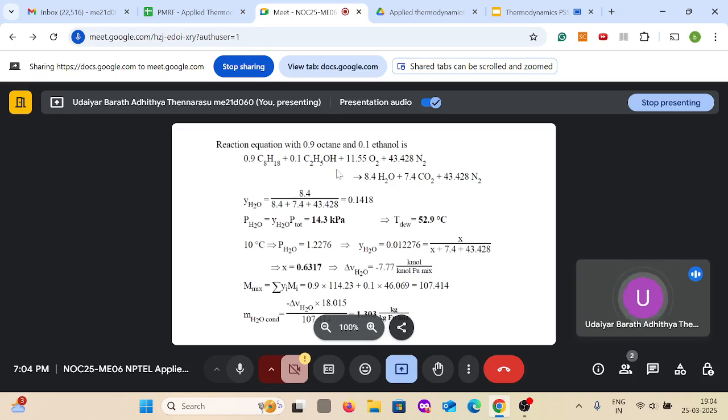So first we'll write the combustion equation. So similarly, doing a component balance and finding out each of the moles of the components. So we have 0.9 moles of octane and 0.1 moles of ethanol, so C2H5OH. So 0.9 and 0.1.